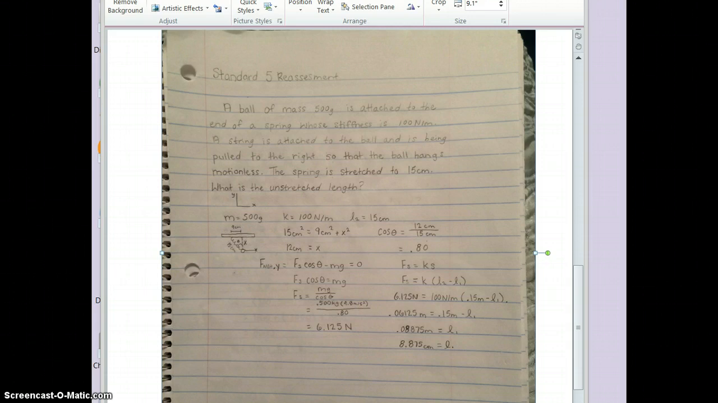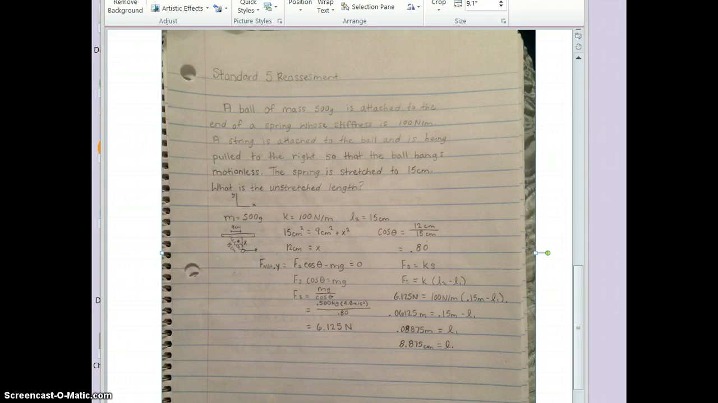First, we will use the Pythagorean theorem to find x, which will complete the three sides of our triangle. To do that, we have 15 centimeters squared is equal to 9 centimeters squared plus x squared, and x would equal 12 centimeters. To get the angle between the vertical line and the spring, we use cosine theta, which is adjacent over hypotenuse, and that would be 12 centimeters, what we just found, over 15 centimeters, and that gives us 0.8.